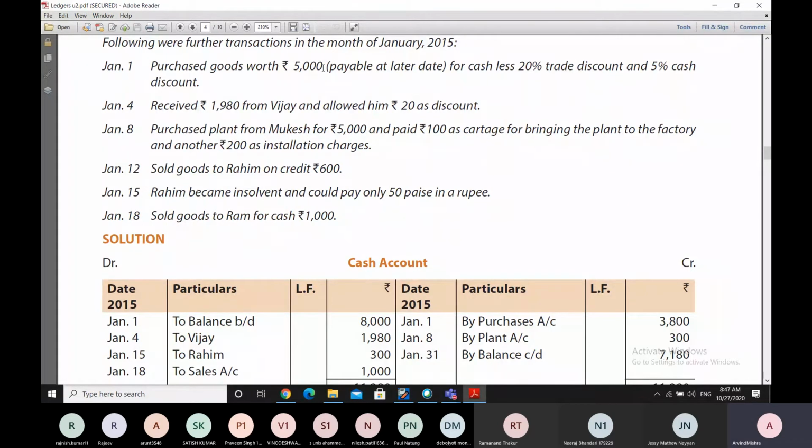But on this 4,000 rupees, there is a 5% cash discount. So 5% of 4,000 would come to 200. So first we make a 20% discount on 5,000, which brings the value to 4,000, and then we reduce 5% cash discount on the remaining amount, that is on the 4,000. So we reduce 200 more. So in our total, about 1,200 is reduced here. So 5,000 minus 1,200 gives us a value of 3,800.